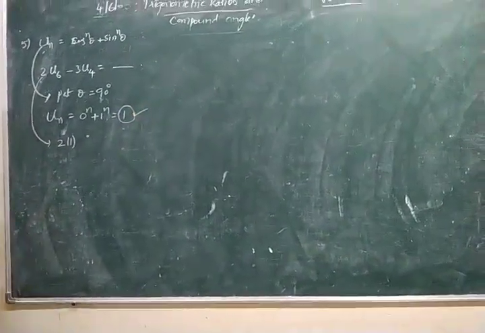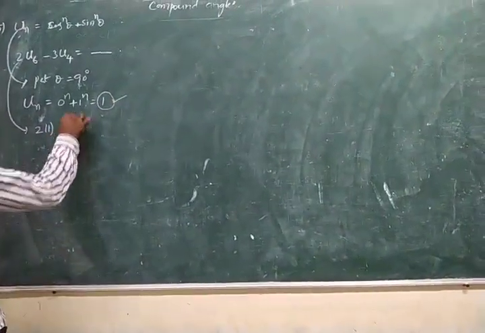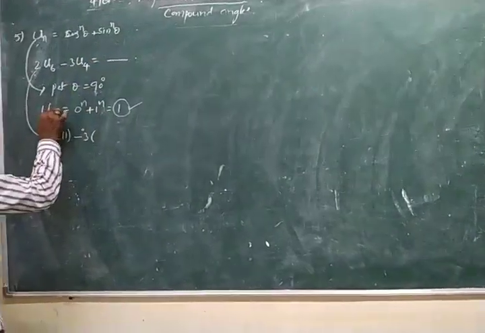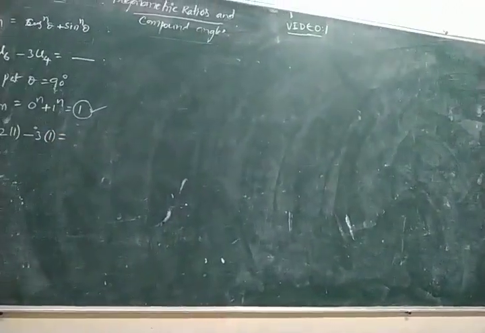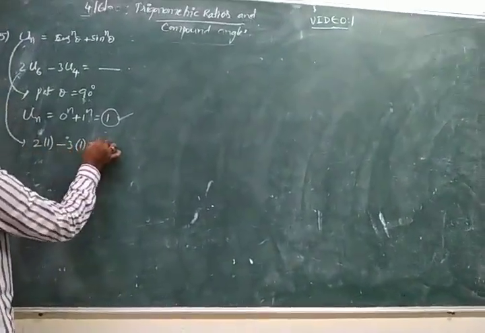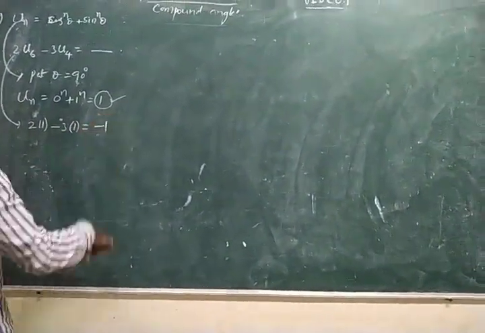There is no variable. Minus 3 u4. u4 means n equal to 4 here. u4 is also 1, a constant function. 2 into 1, 3 into 1, 2 minus 3. That becomes minus 1.